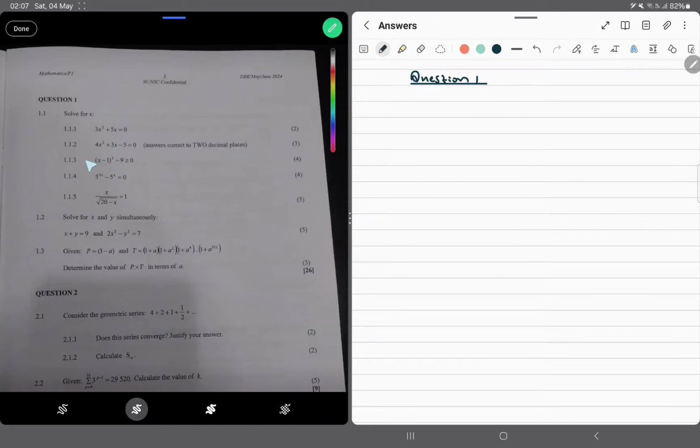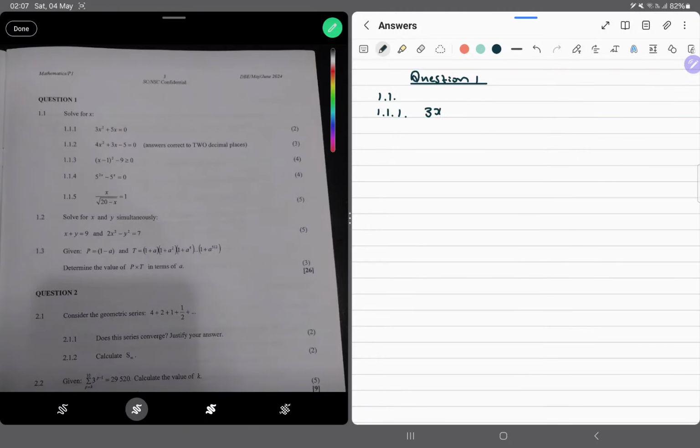Let's just review question 1 from the paper you just wrote, hoping that you guys scored all the marks, just to ascertain you, basically. So let's go. 1.1 is the standard question where we solve for x in quadratics, essentially.